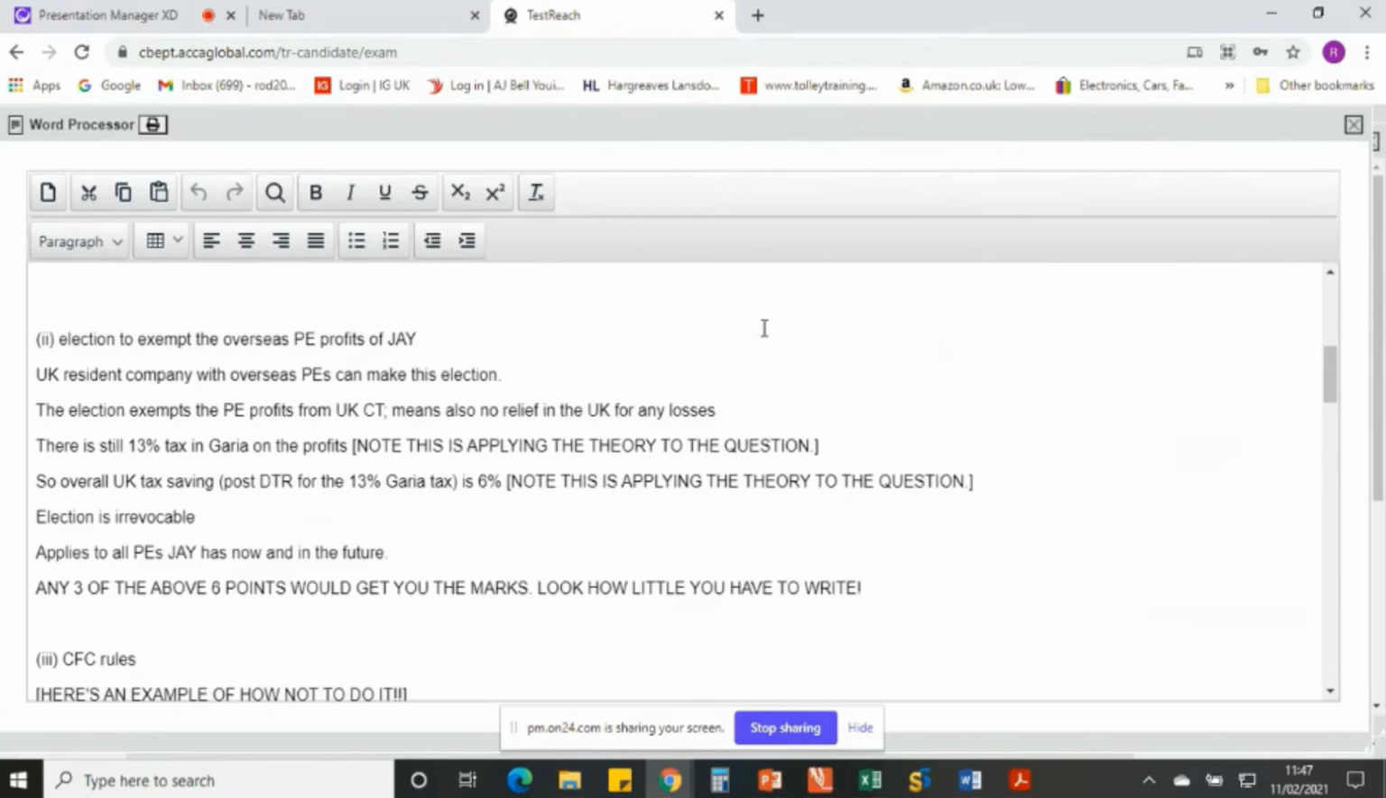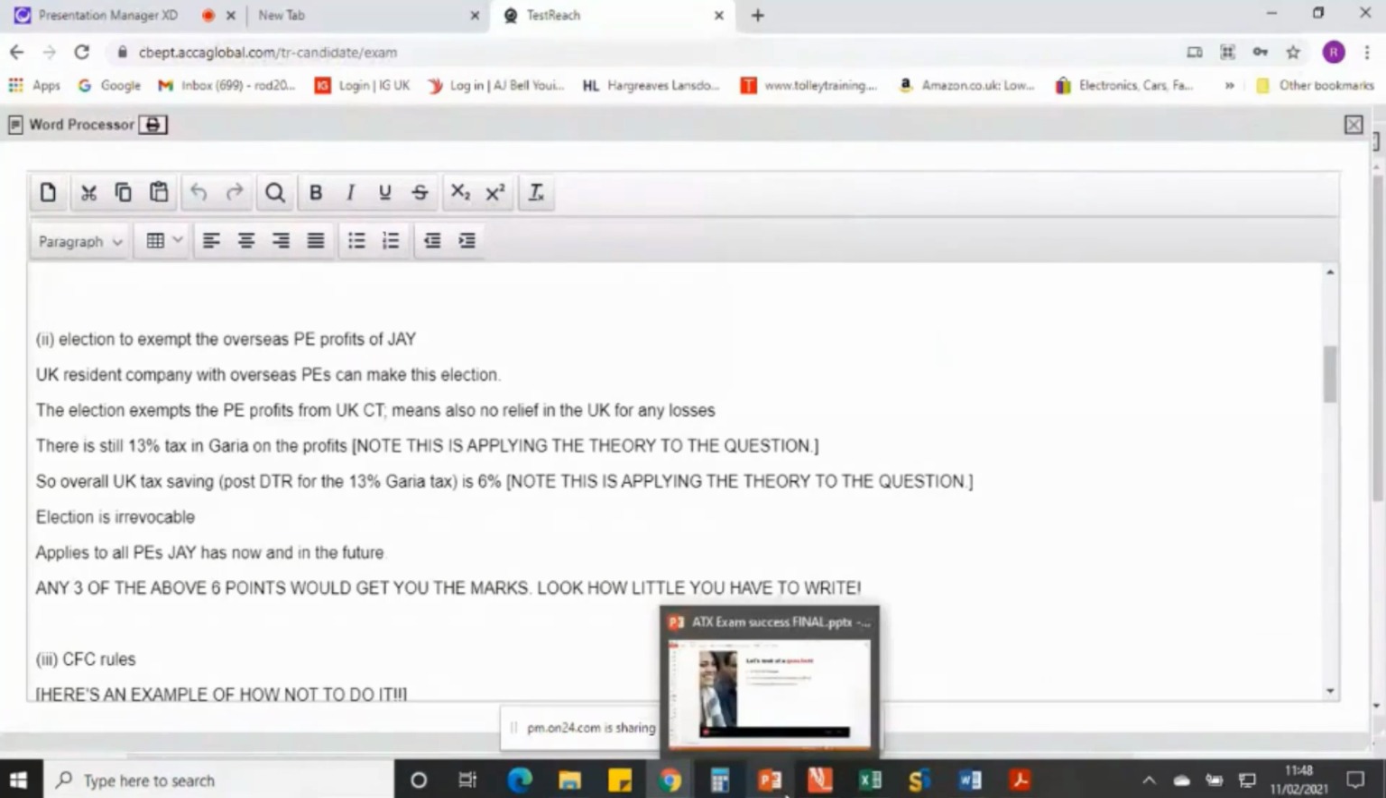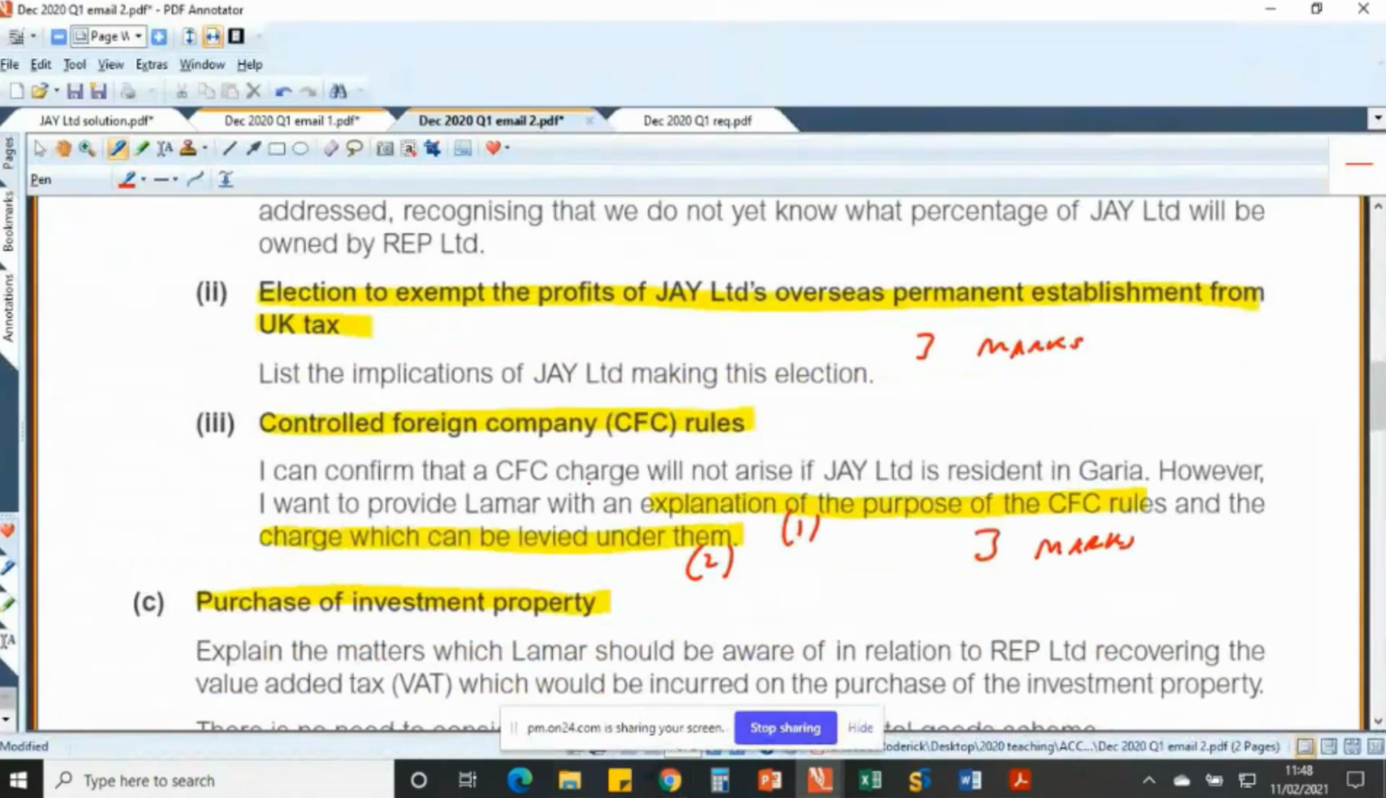Okay. Now, let me go back to the question and pick up the CFC point. So this was 3 marks. I can confirm that a CFC charge will not arise if J Limited is resident in Garia.